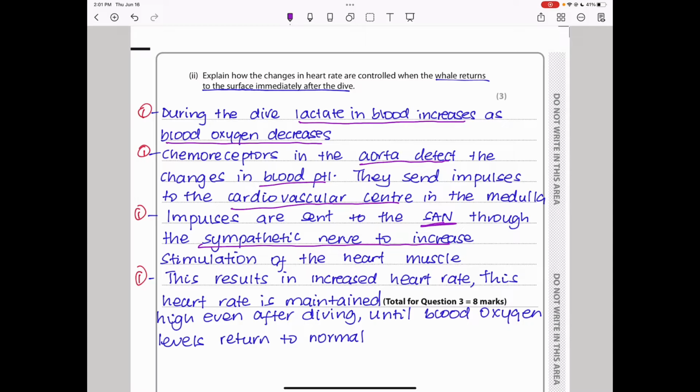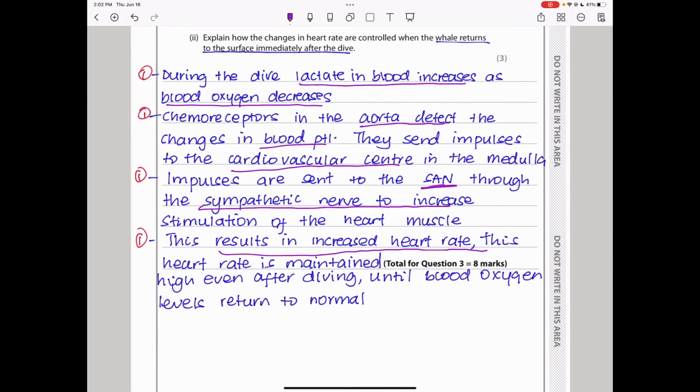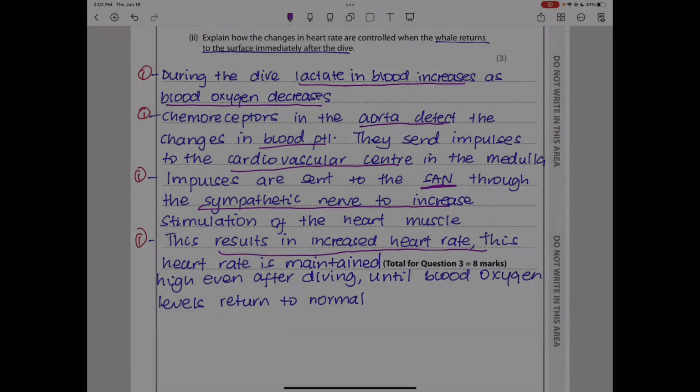So this occurs, and then this will result in the heart rate increasing and then maintaining higher until the blood oxygen returns to normal. And then the heart rate will be restored to the pre-diving rate it was at. This brings us to the end of question 3. Let's continue to question 4.